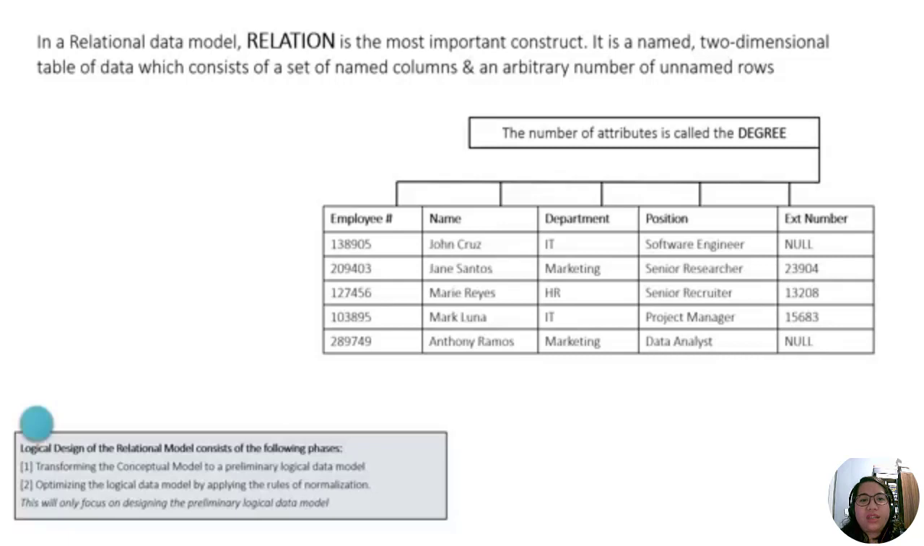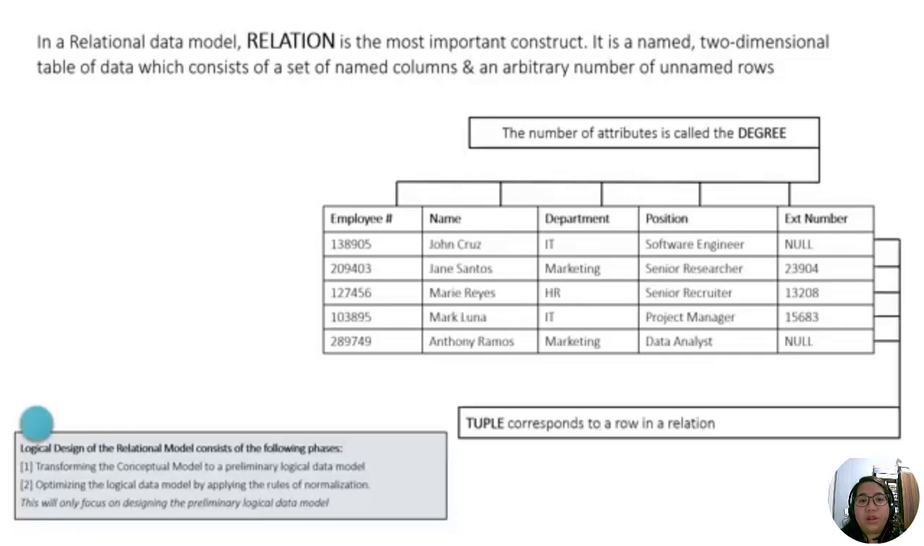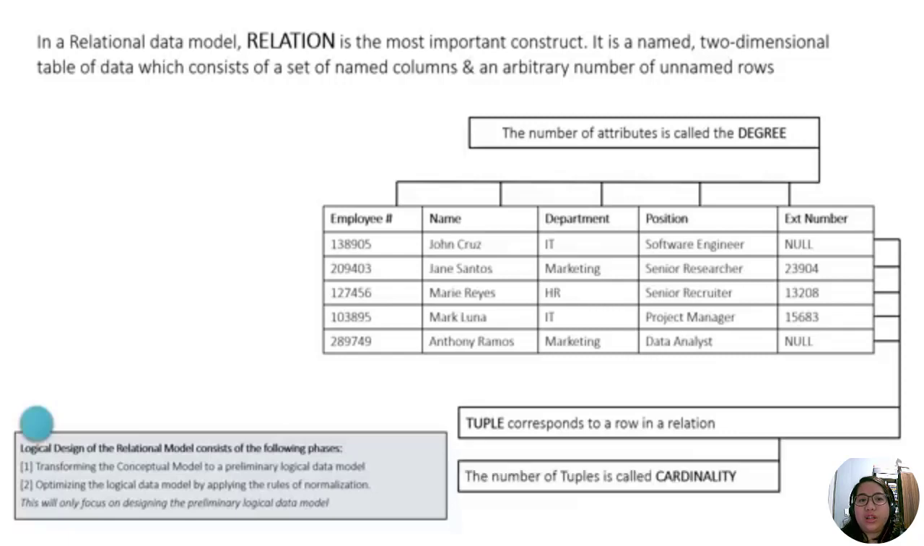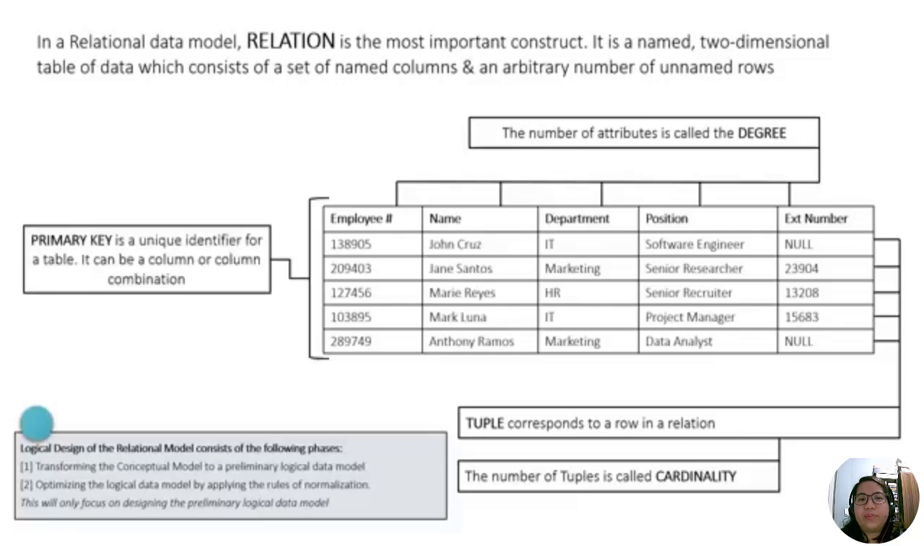The number of attributes in a relation is called the degree. A row in the relation is called a tuple and represents a particular employee entity. The number of tuples in a relation is called the cardinality. The primary key in this relation is the employee number. It serves as a unique identifier for the table. It is possible to have two employees with the same name, department, and position, but it is impossible for both to have the same employee number.